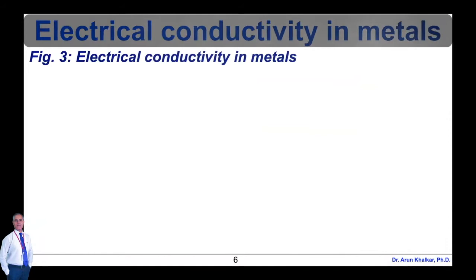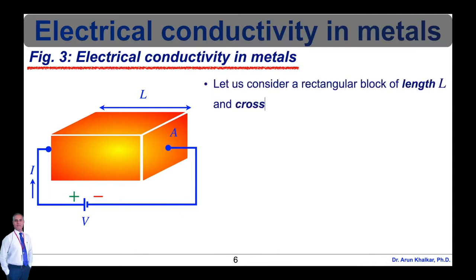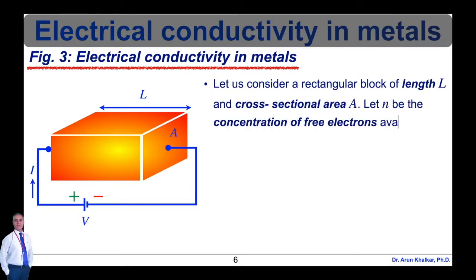Now let's try to understand the electrical conductivity in metals with the help of a diagram which is shown in figure number 3. The conductivity of a material can be related to the number of charge carriers present in the material. Let us consider a rectangular block of length capital L and cross-sectional area capital A.